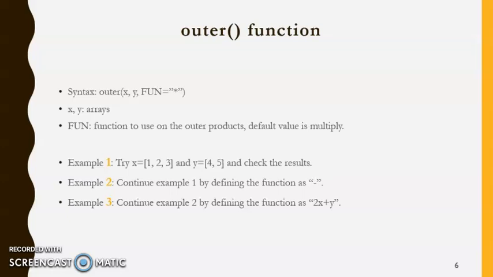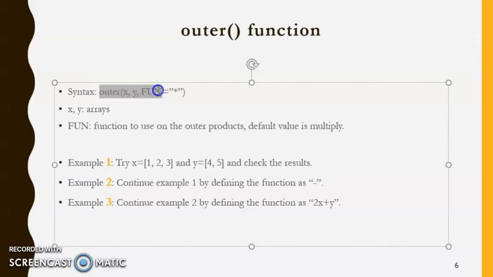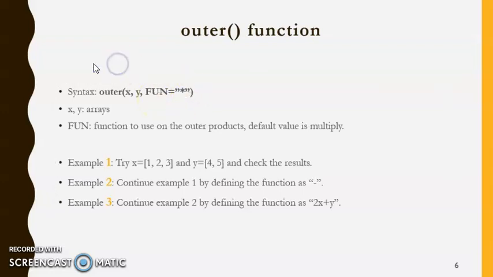Another function that will help us in visualizing the data is the outer function. Here you see the syntax for this function. Outer is the name of the function, open, x, y, and the function that you put here.